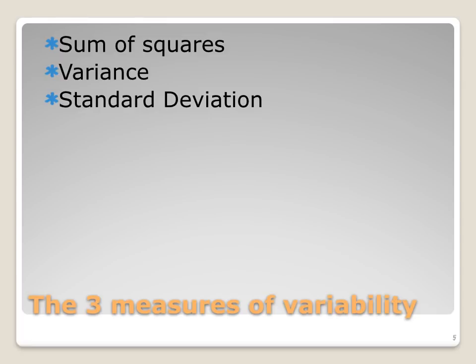So if you have the standard deviation and you know how large your sample size is, you can go to the variance and then backwards to the sum of squares. Same thing if you have the variance and you know the size of your sample, you can calculate your sum of squares by going backwards, and you can also calculate the standard deviation by going forwards.